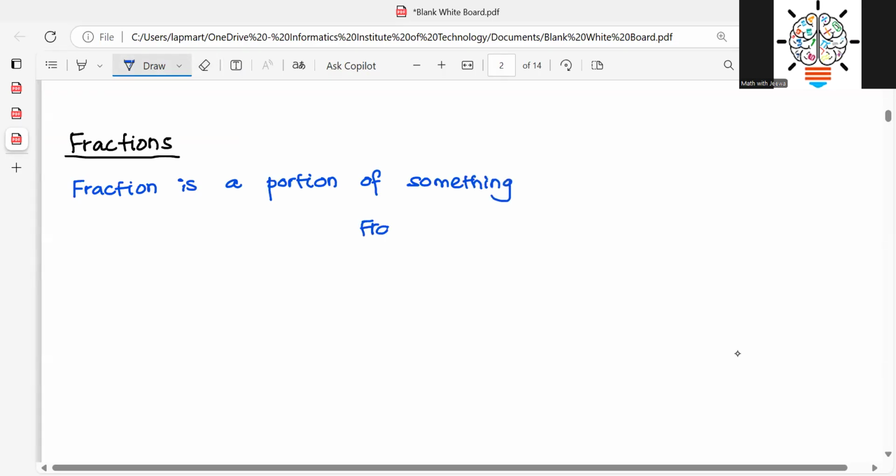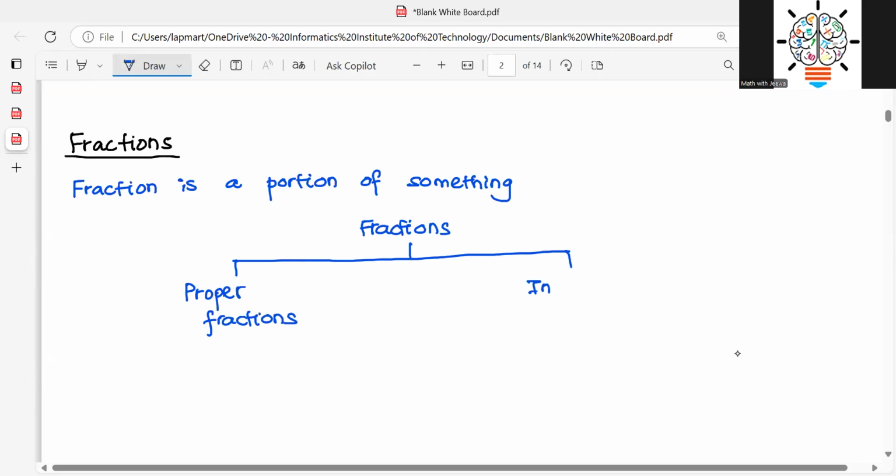And then fractions, we do have two types: the proper fraction and the improper fraction. So if I have a fraction like this, 2/5, I'm just revising everything you have learned in the lower grades. This is the numerator, and this we call the denominator.